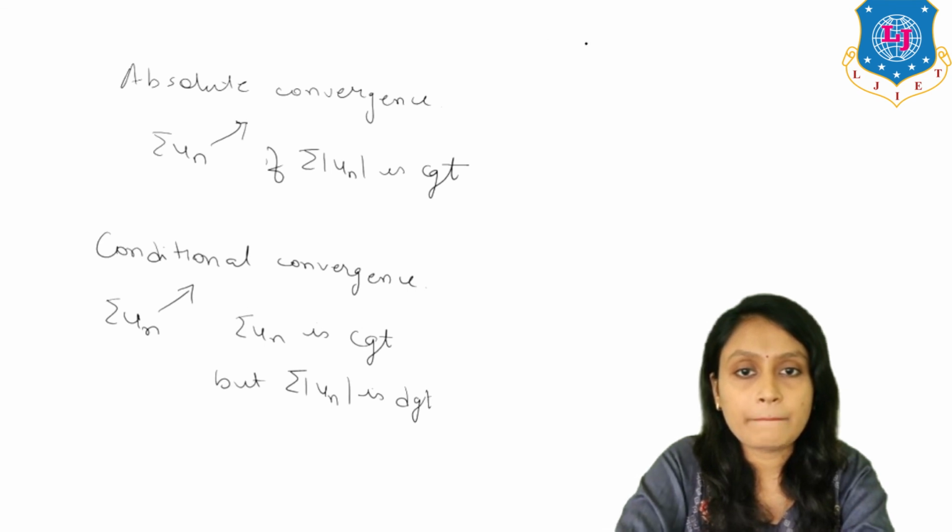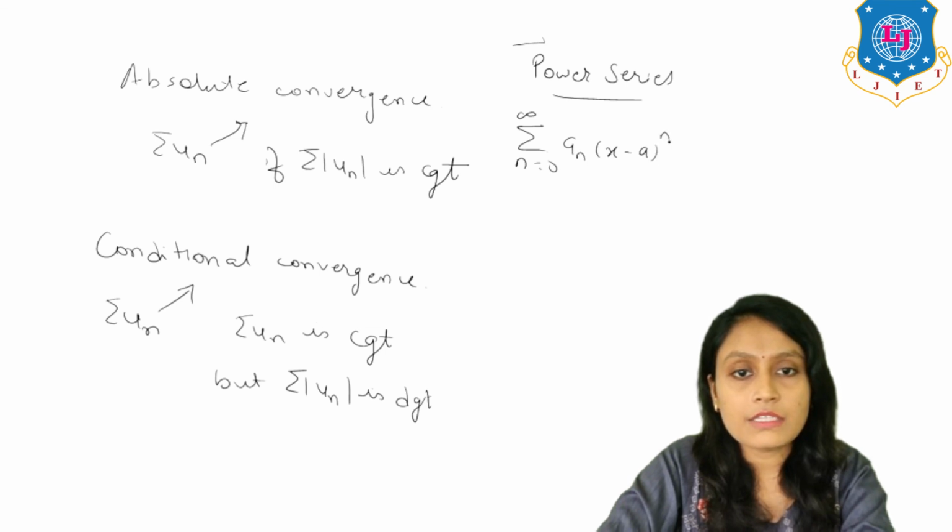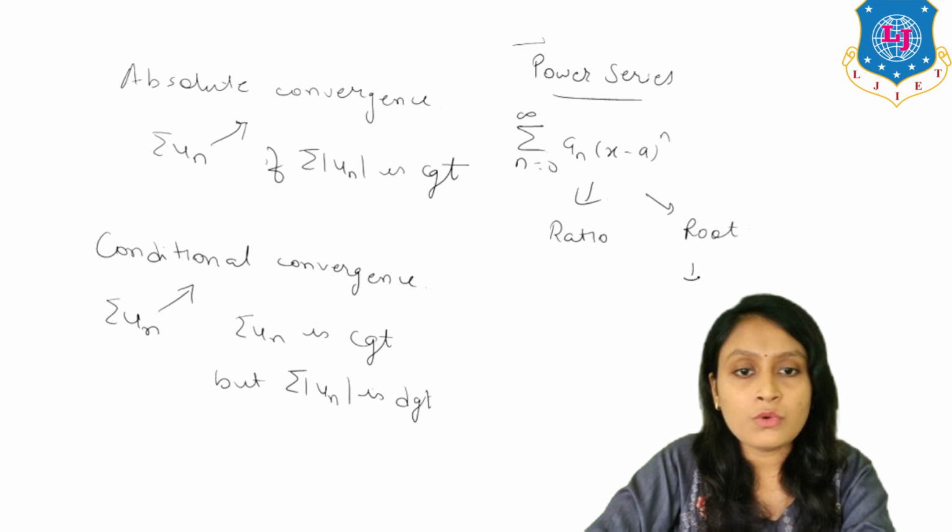Next we studied power series. Okay, so here we have the summation from n equal to 0 to infinity of an into (x minus a) raised to n. We have to check whether this power series is convergent or not. For that we will apply mainly two tests, that is ratio or root. So if we have un of the form vn raised to n, then only apply the root test, otherwise we have to apply the ratio test.